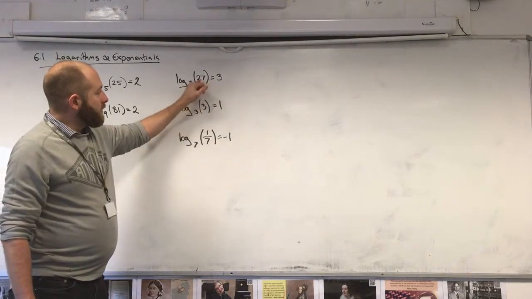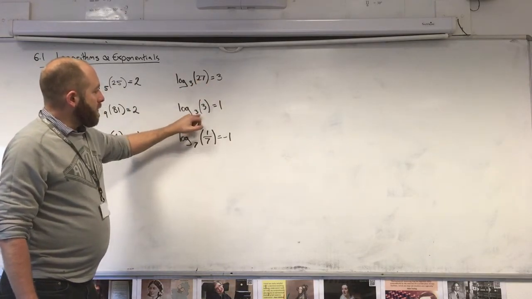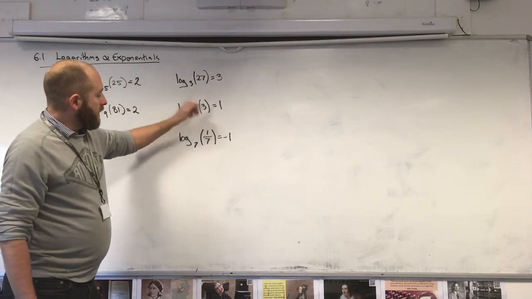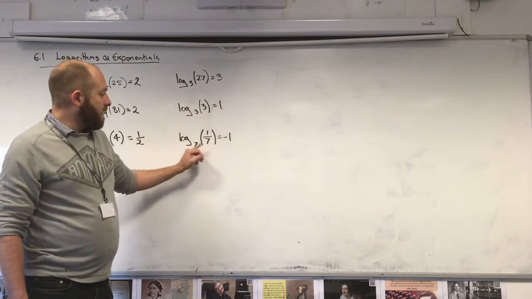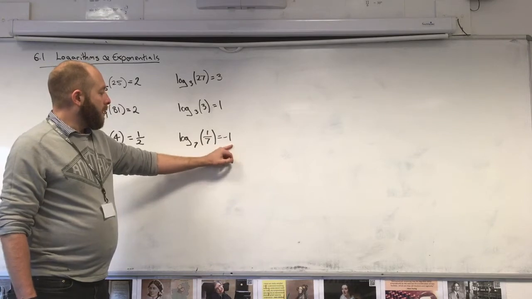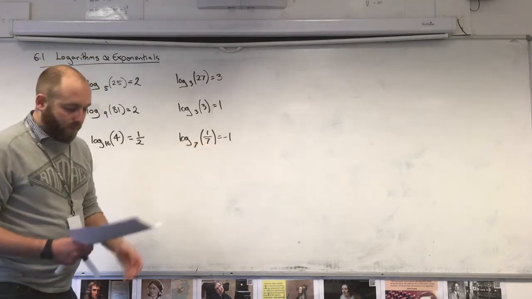So 3 cubed is 27. What power do I raise 3 by to get 3? 3 to the 1 is 3. What power do I raise 7 by to get a 7th? So give me a reciprocal power, minus 1, to get there.